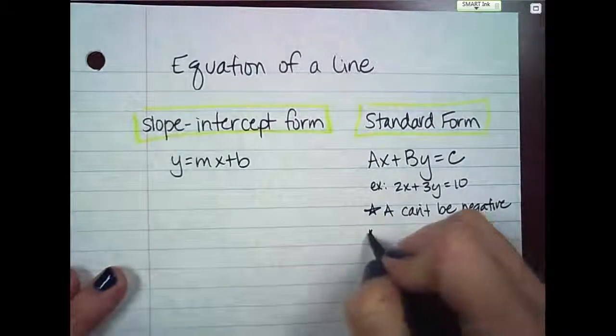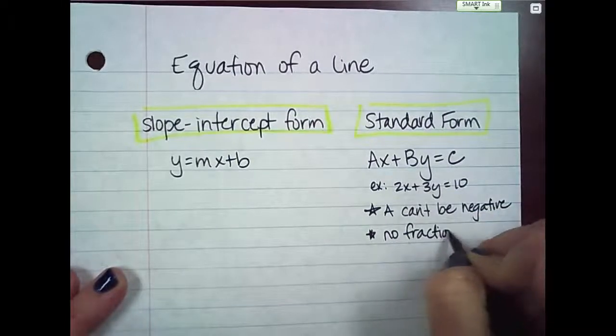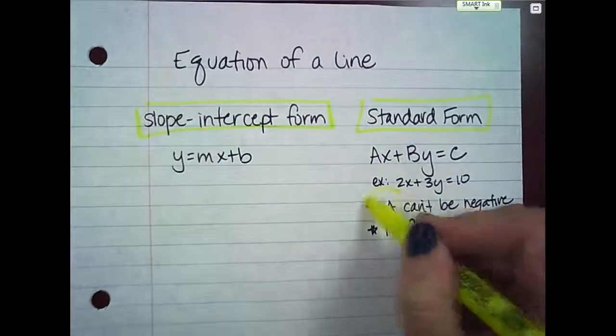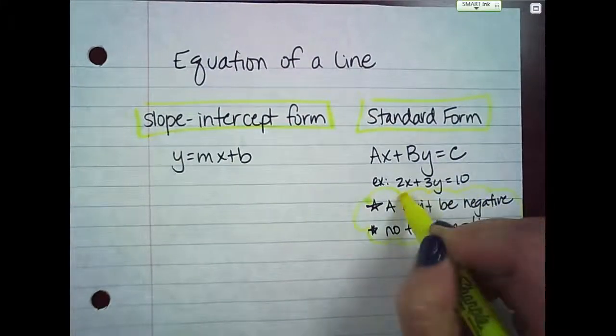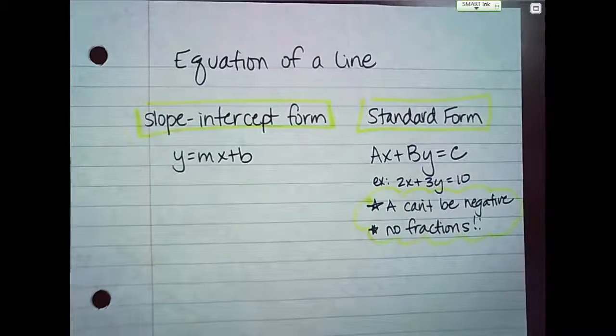And another issue is no fractions. You're not allowed to leave a fraction. The reason for that, guys, is because actually you can use a and b to find the slope. And a slope is a fraction, right? So if one's a fraction and the other is a fraction, it gets really confusing and it's hard to use. So no fractions in a and b, or c.